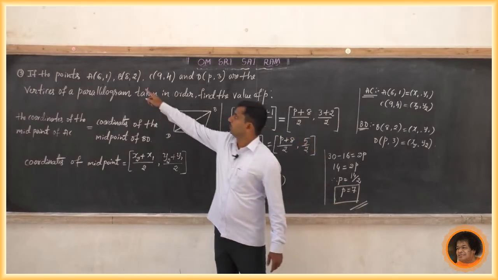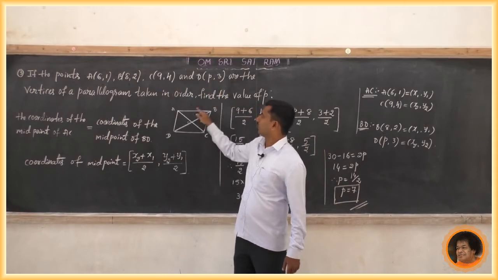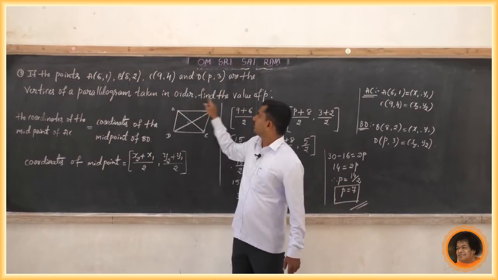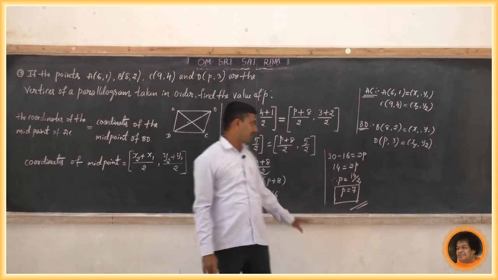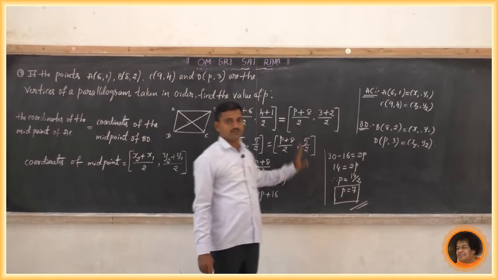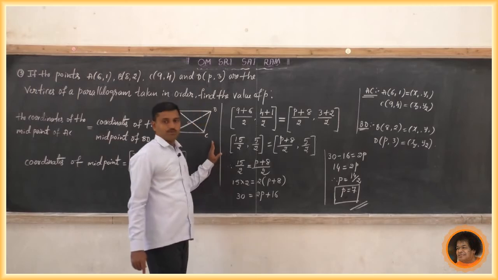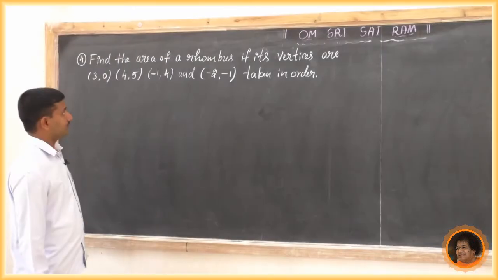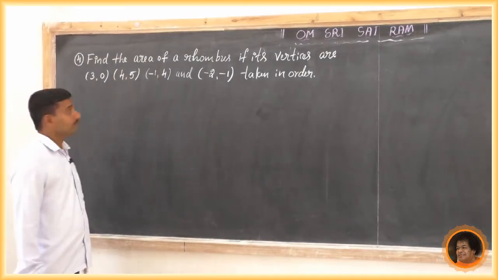What is the question given? The 4 vertices of the parallelogram are given in order; find the value of P. So what is the value of P here? P is 7. So I think you understood the problem. See the next question. So this is the exercise problem.